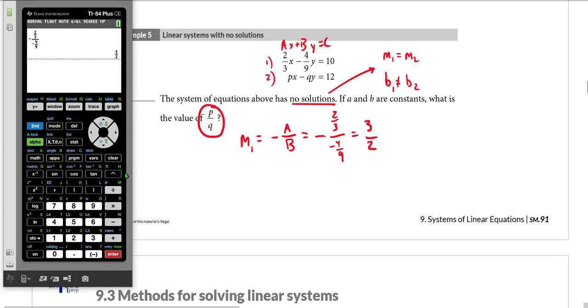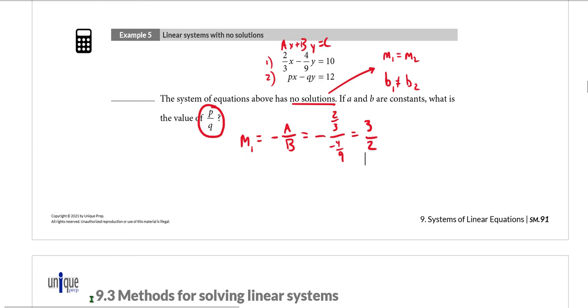Again, I can enter this in multiple ways. I could do negative parentheses 2 divided by 3, end parentheses divided by parentheses, let's say negative 4 divided by 9, and I get 1.5, which is equal to 3/2. I could also math enter that to get the fractional value. So again, if you are not familiar with the F1 menu here, you do not need to use that. And obviously, if your calculator does not have that menu, you can't use it.